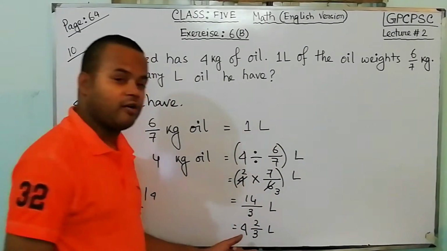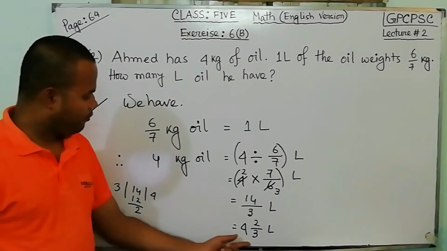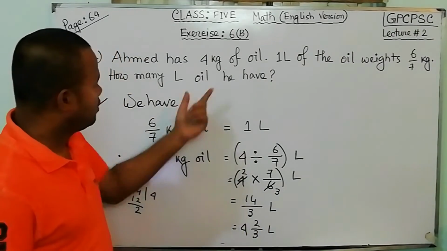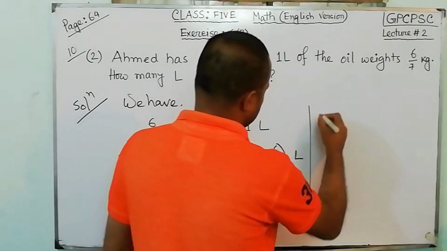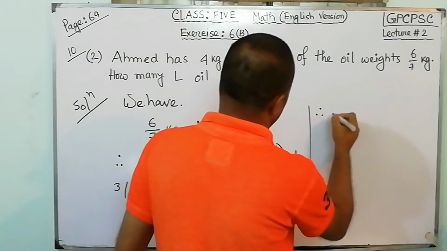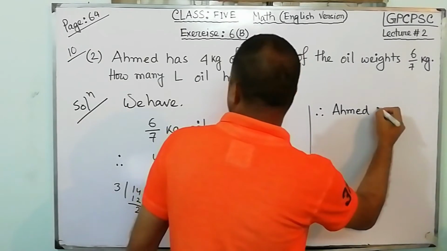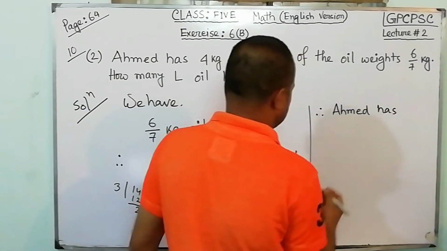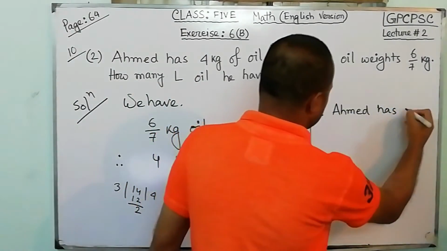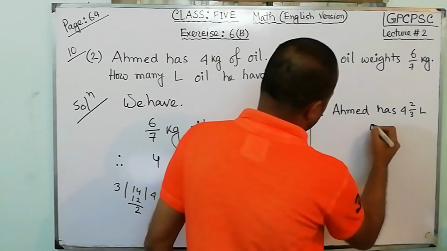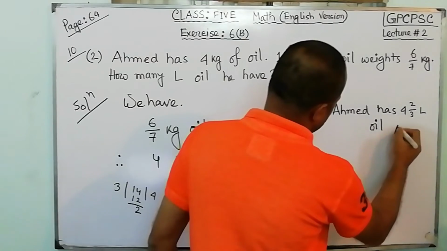liter. So Ahmed has 4 whole 2 by 3 liter oil. So Ahmed has 4 whole 2 by 3 liter oil. That is the answer.